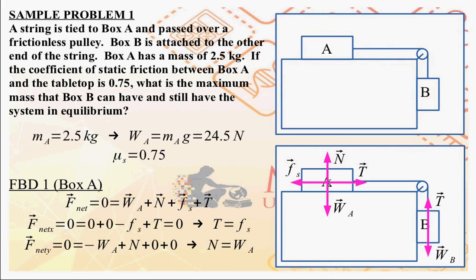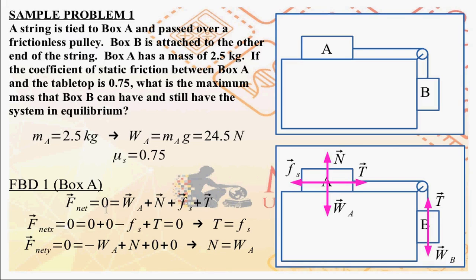We analyze each free body diagram. Let's start with free body diagram 1, box A. So Fnet is equal to 0, equilibrium state. Fnet is the summation of all the forces acting on the object. So you have weight, normal force, friction, and tension. You get the sum of all of those forces, and they should be equal to 0.